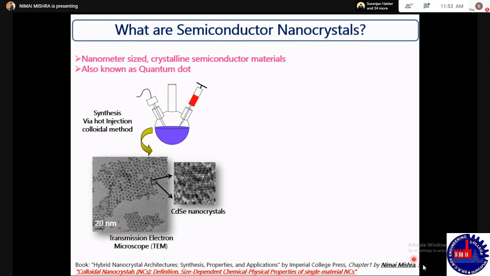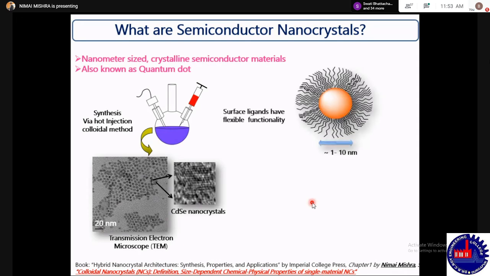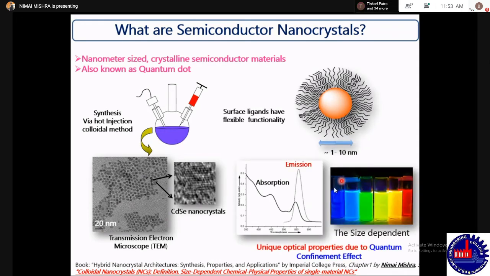I have summarized all those things in an invited book chapter published from the US, where we discussed all different aspects of semiconductor nanocrystal synthesis to applications. These materials are very tiny, which means very energetic. Nanoscale materials are very energetic, so we need surface capping groups that make them stable in solution. This material absorbs a good amount of solar light and also gives emission. That's the most important aspect of this material.